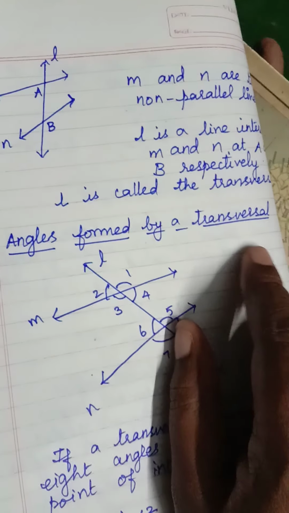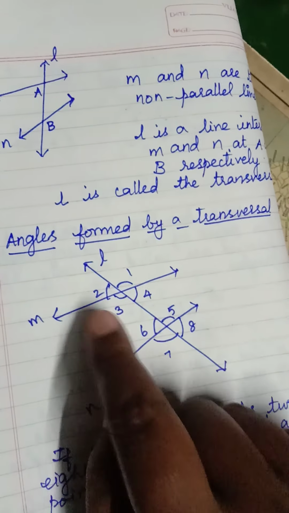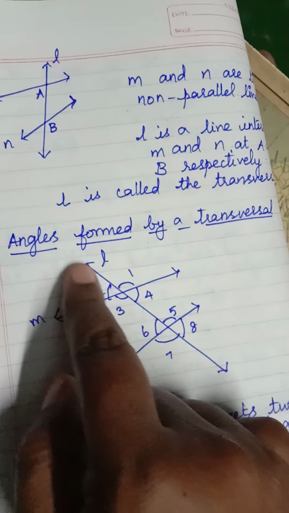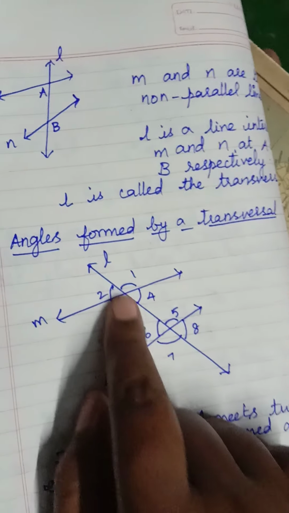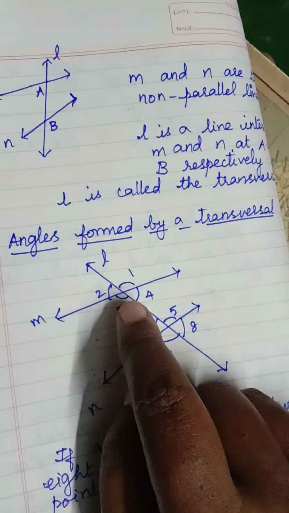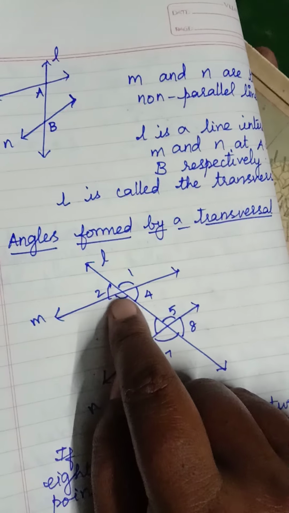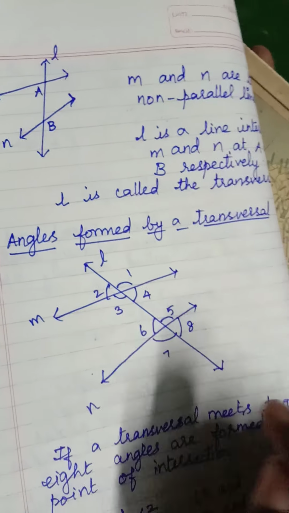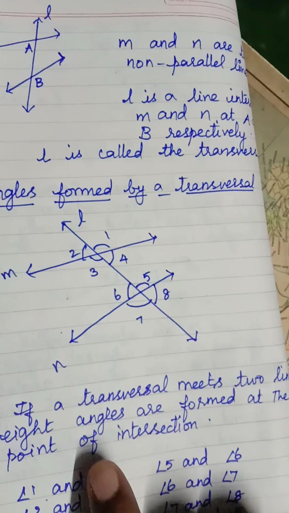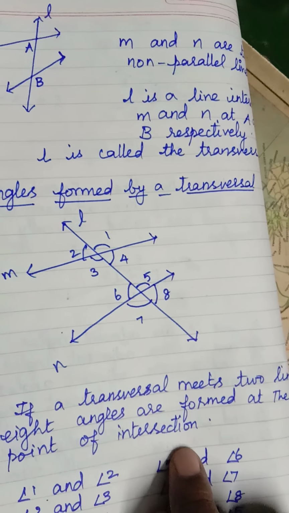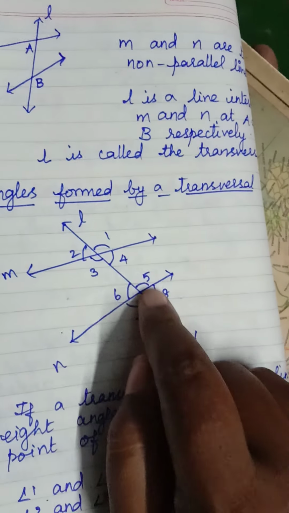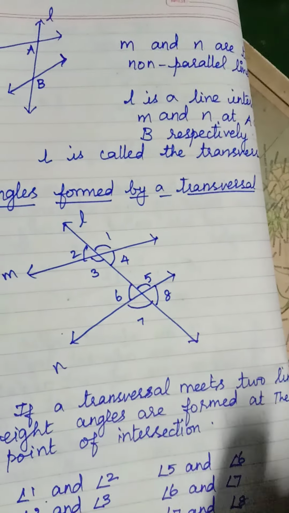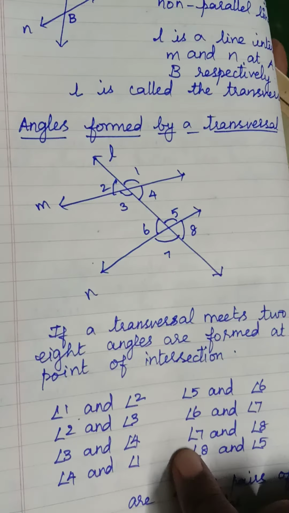Now we can see the angles formed by a transversal. See here, M is a line, N is a line. These two are non-parallel. L is a transversal. It runs intersecting them at 2 points here and here. Let us name these angles as 1, this as 2, this as 3, this as 4, this as 5, this as 6, and this one as 7, and this one as 8. If a transversal meets two lines, 8 angles are formed at the point of intersection. See here, 4 angles are formed and here 4 angles are formed. So if a transversal meets two lines, totally 8 angles are formed at the point of intersection.